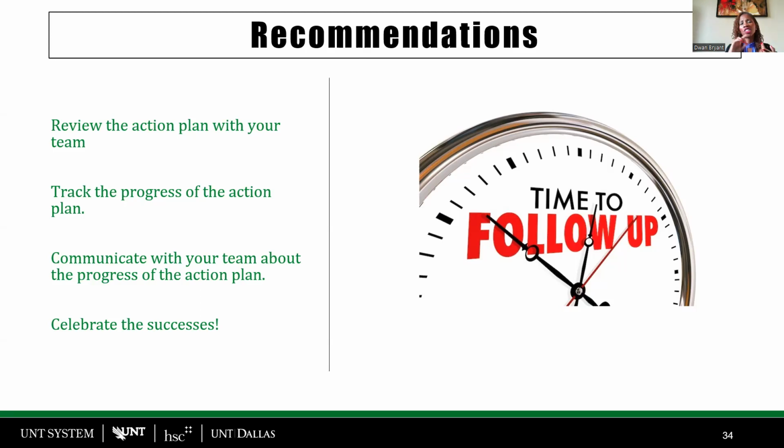Our recommendation is to review the action plan with your team. Continue to track progress, have those conversations often, and communicate with your team about any changes so we can continue to push the plan forward. And even for the smallest things, you want to celebrate the success. You don't want to discount anything small because it's still big for the team.